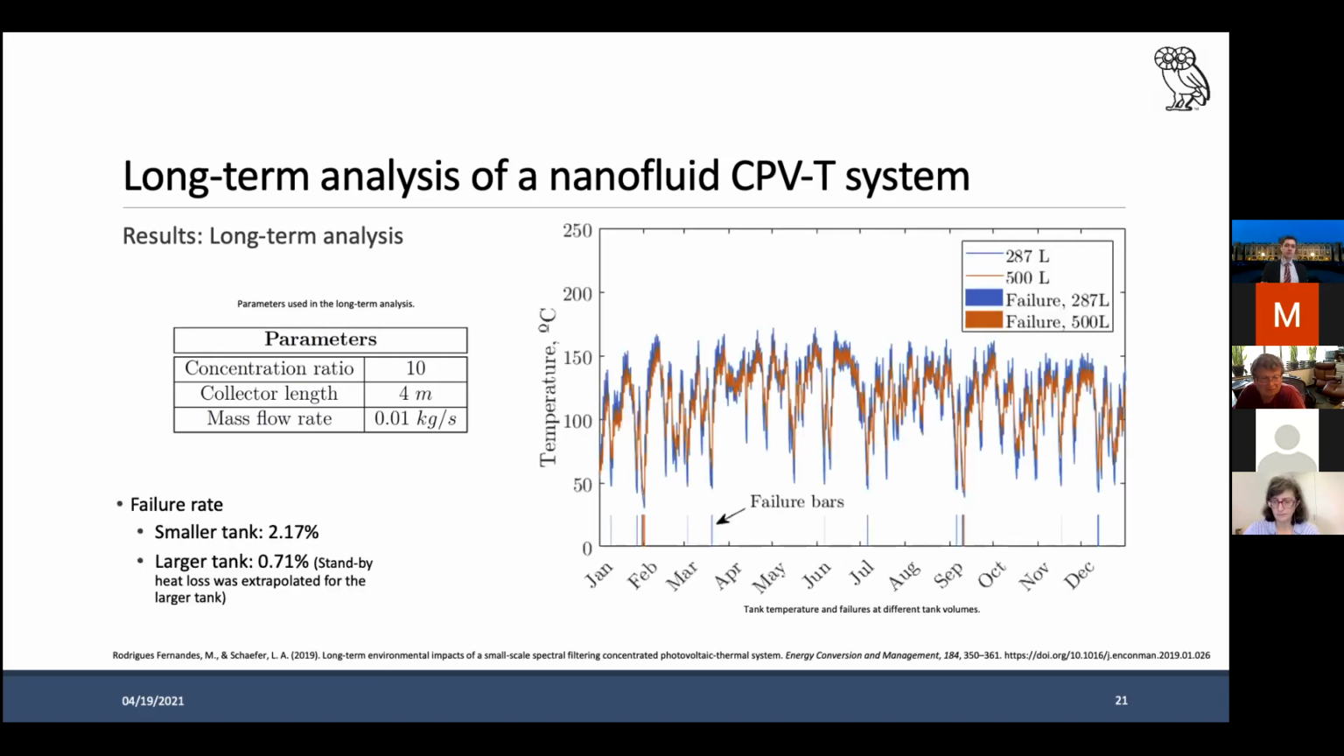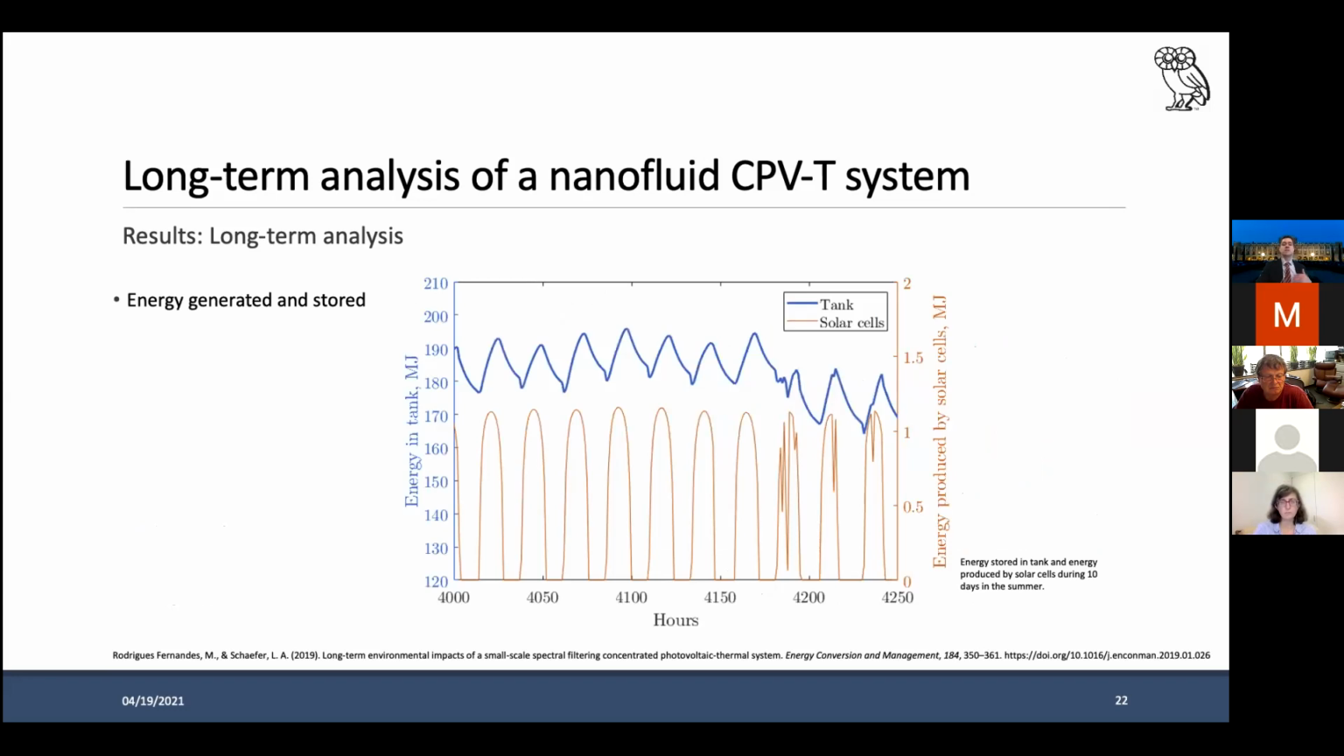Using these parameters, we simulated the system performance during a whole year, and the figure on the right-hand side shows the temperature in the tank during every hour of the year. We analyzed two tank sizes, 287 and 500 liters, and for each tank, we created failure bars to represent a period of time when the CPVT system was not able to provide enough hot water for the whole household. We decided to use the larger tank because of the lower failure rate associated with it.